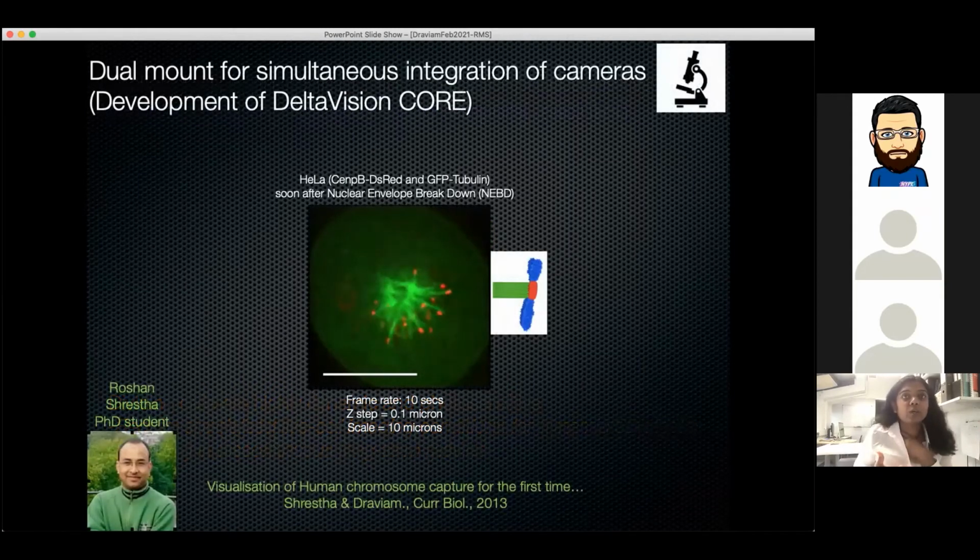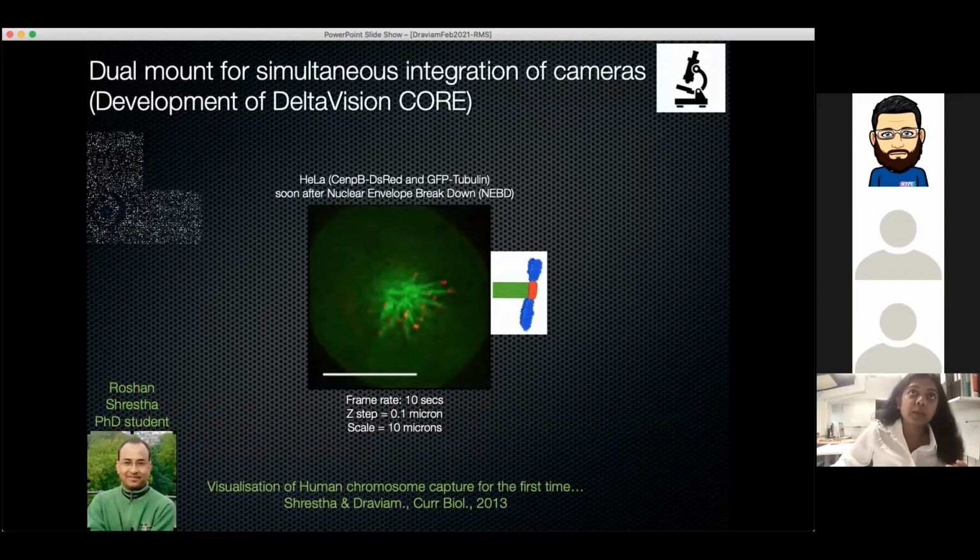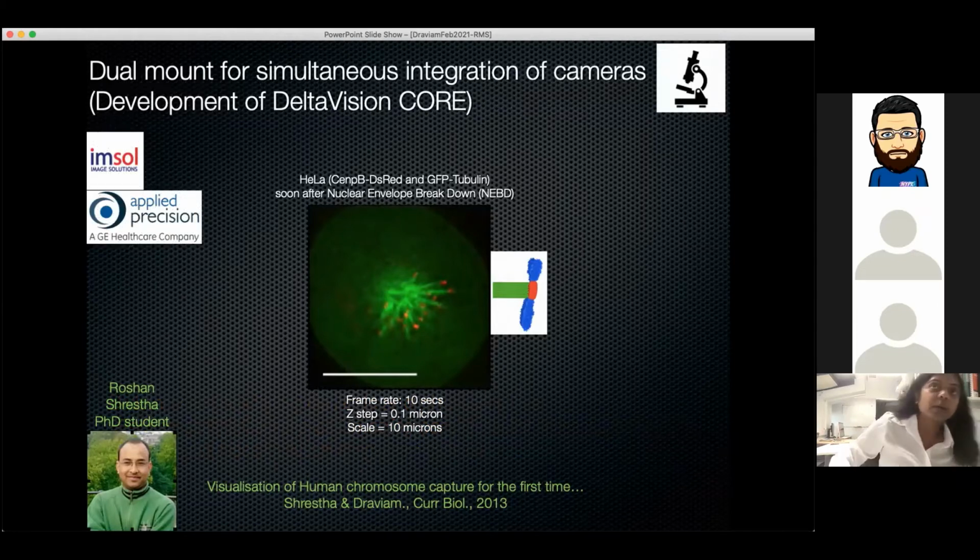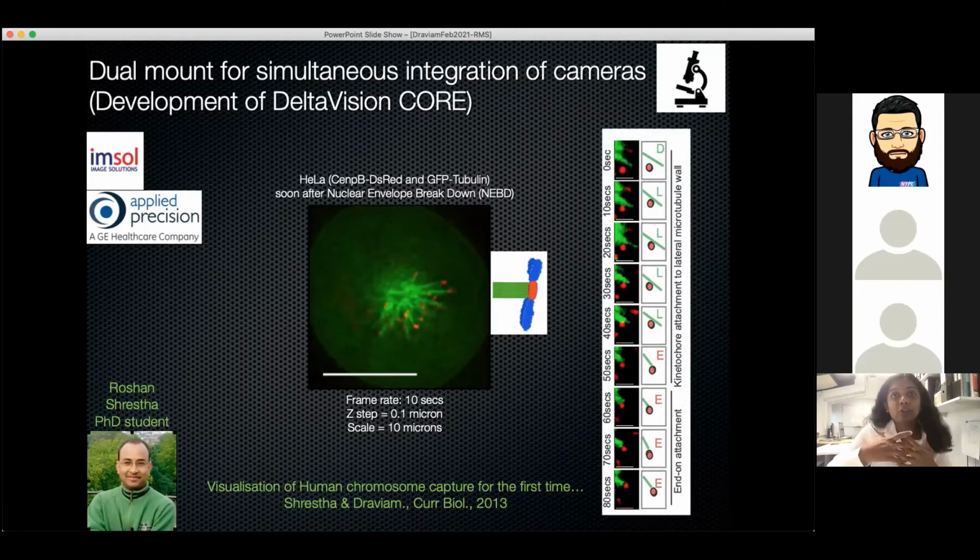So the first thing that we did was we thought of integrating two different cameras. We used Deltavision, so this part of the talk is focused on Deltavision microscopes. What it allowed us to do is to visualize the process for two different fluorophores at high speed. This is something we developed at that time. Deltavision was with Applied Precision, so we developed it with Applied Precision and IMSOL. And we could actually visualize for the very first time. So this is in 2012, 2013.